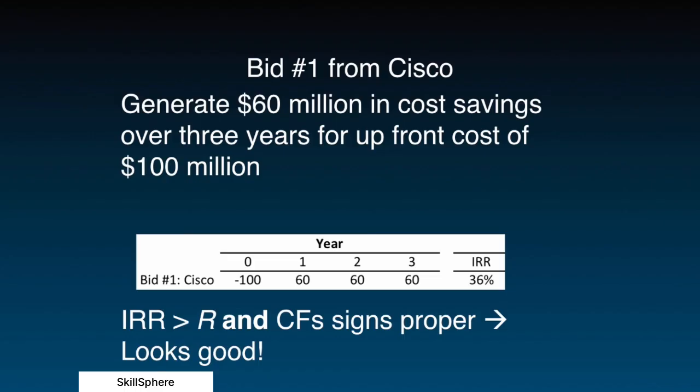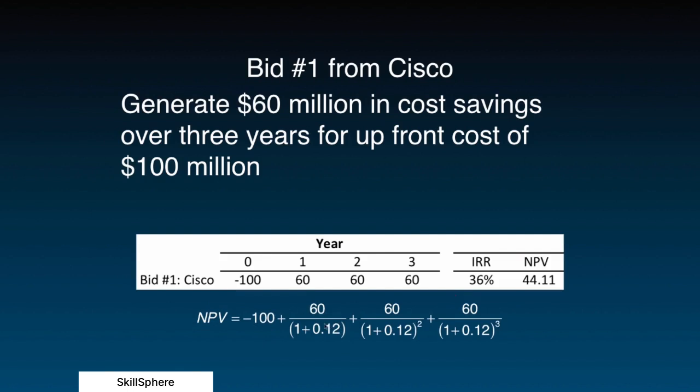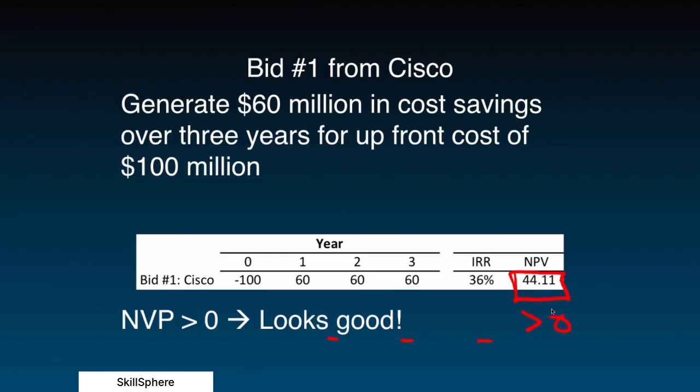Now, because the IRR is greater than the discount rate, our hurdle rate, remember, that was 12%, and the cash flow signs are proper, that is, negatives followed by positives, this project looks good. If we compute the NPV, if we just discount the future cash flows by Wharton's cost of capital, 12%, we're going to get an NPV of $44.11 million, which is greater than 0. Well, that looks good too. So both IRR and NPV point in the same direction. This looks like a reasonable bid.